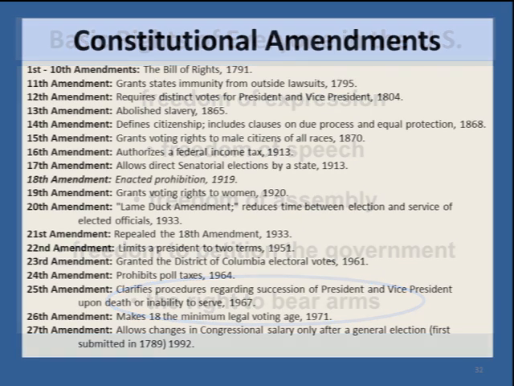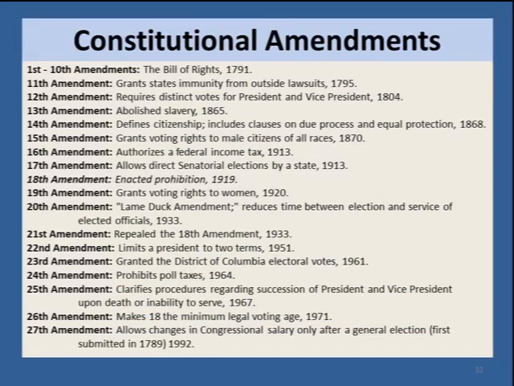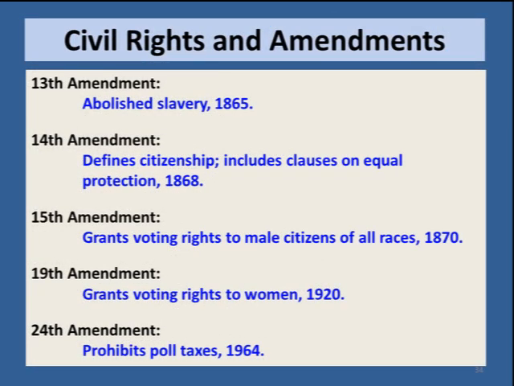The Constitution allows changes or additions to be made to it. Such changes to the Constitution are called amendments. As a result of the Civil Rights Movement, several amendments were added to guarantee all Americans the same basic freedoms, particularly in the area of voting.